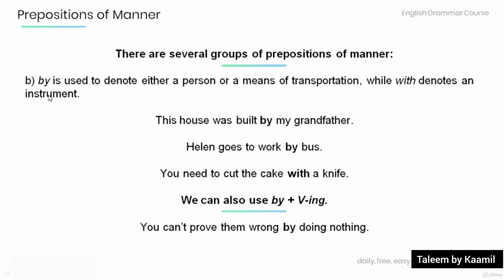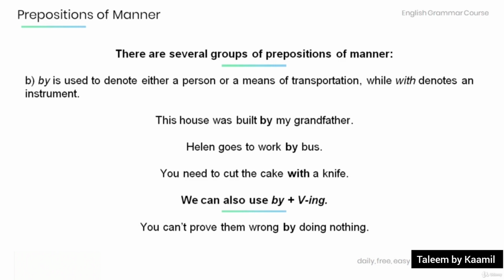B. By. By is used to denote either a person or a means of transportation, while with denotes an instrument. Have a look at the examples below. This house was built by my grandfather, denoting a person. Helen goes to work by bus, denoting a means of transportation. You need to cut the cake with a knife, denoting an instrument.